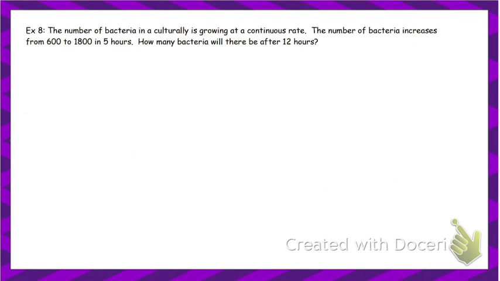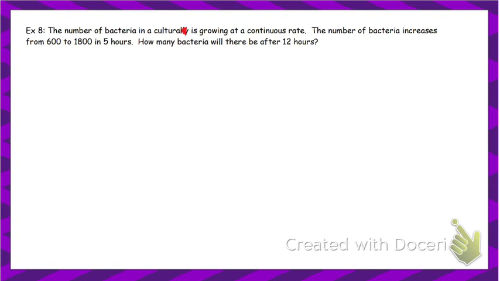All right, next one. The number of bacteria in a culture, that should say culture, is growing at a continuous rate. The number of bacteria increases from 600 to 1,800 in 5 hours. So it triples every 5 hours. We want to know how many bacteria there will be after 12 hours.